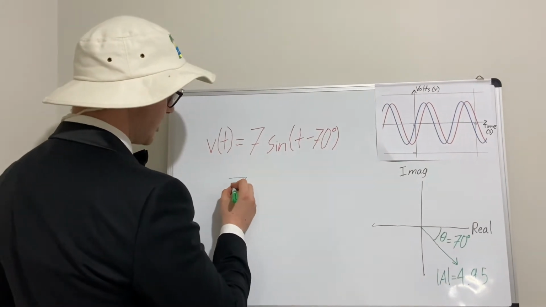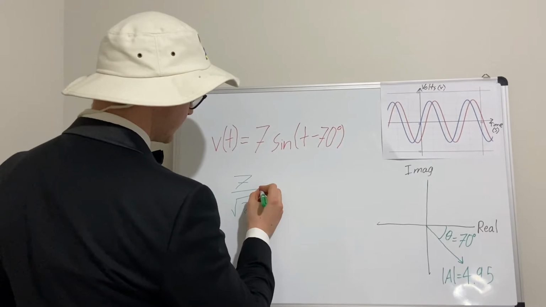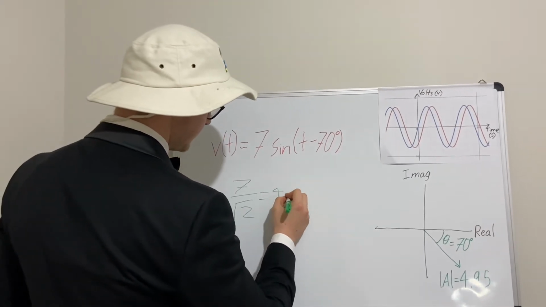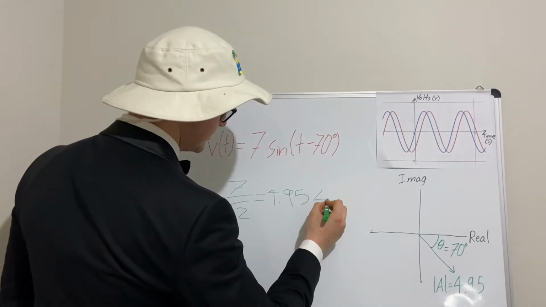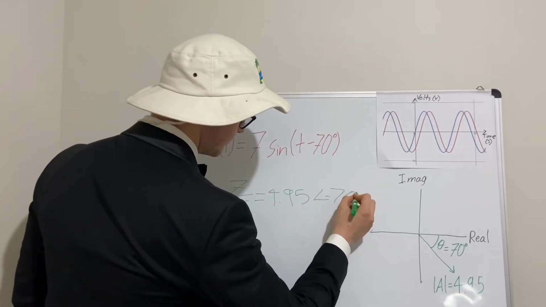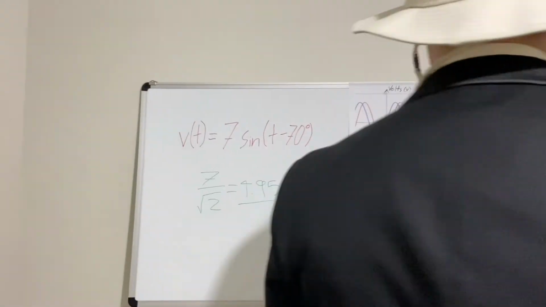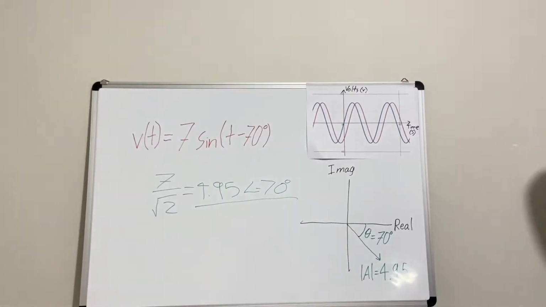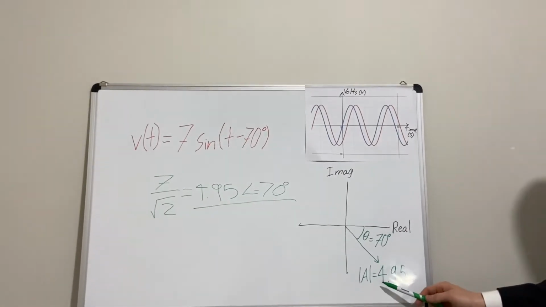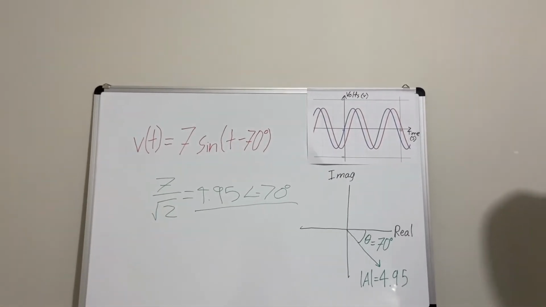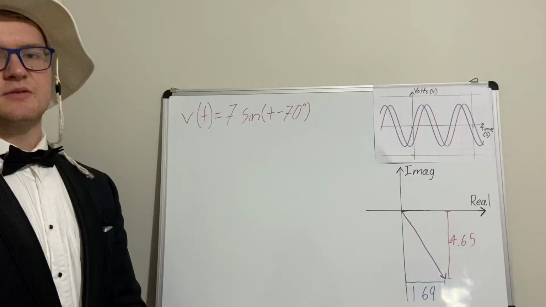First, you want to find your RMS voltage. To do that, you divide your amplitude by root 2. That equals 4.95. Next, you want to add on your negative 70 degrees. And there you go, you've got your polar format. Now, to represent this graphically as a vector, you would have a magnitude of 4.95 and you would have an angle of negative 70 degrees.